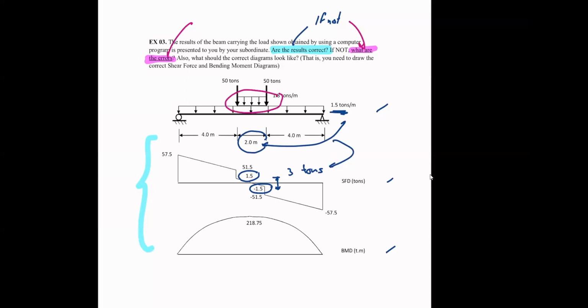So the answer to this particular question is that the error is made by this uniform load has been missing. So that is the answer that I'm looking for when I ask you what the errors are. Okay, not because results are correct because the shear force diagram is wrong.